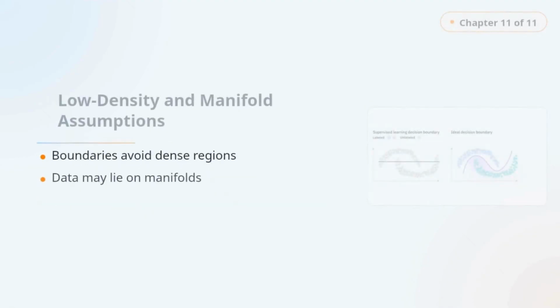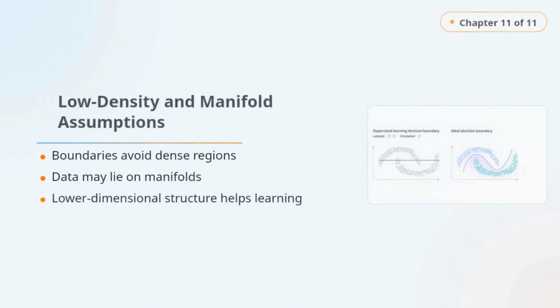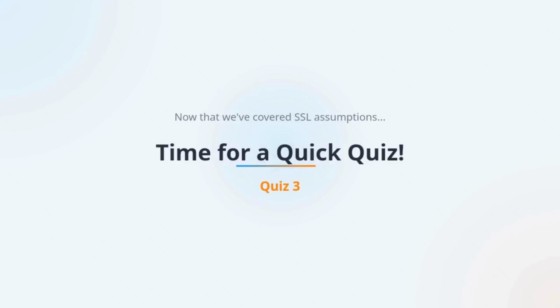The low-density assumption says the decision boundary should pass through regions with fewer data points, not cut through dense groups. The manifold assumption goes one step further, saying high-dimensional data often lies on lower-dimensional structures called manifolds. If the model captures that structure well, it can make better use of unlabeled samples and learn more meaningful class separation.